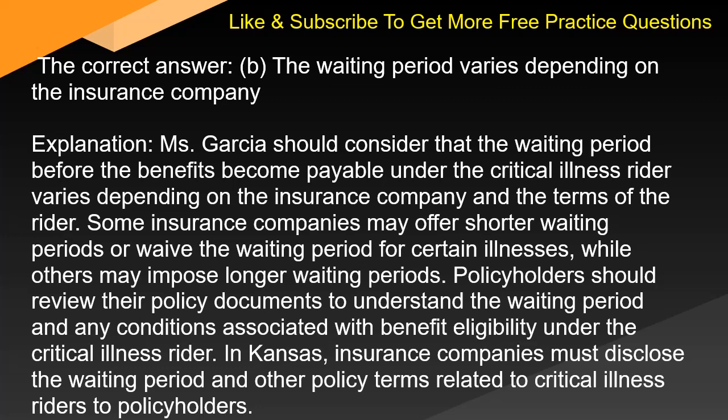Some insurance companies may offer shorter waiting periods or waive the waiting period for certain illnesses, while others may impose longer waiting periods. Policyholders should review their policy documents to understand the waiting period and any conditions associated with benefit eligibility under the critical illness rider. In Kansas, insurance companies must disclose the waiting period and other policy terms related to critical illness riders to policyholders.